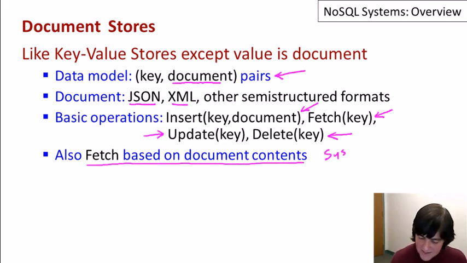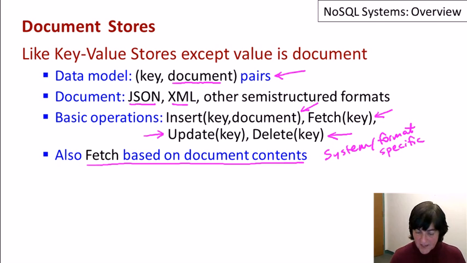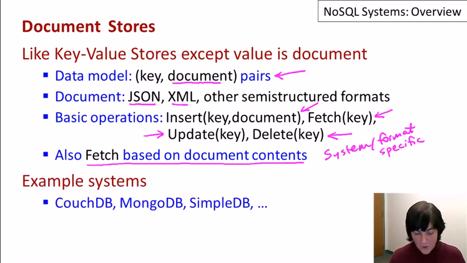And this is very system and format specific, what the operations would be. So there's not a standardized fetch query language at this point in time. Again, a few example systems, not an exhaustive list, are the systems CouchDB, MongoDB, SimpleDB. They all seem to have DB in their name. And again, this is November 2011, things that will undoubtedly change.